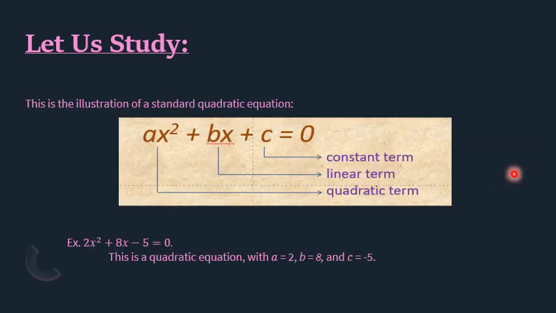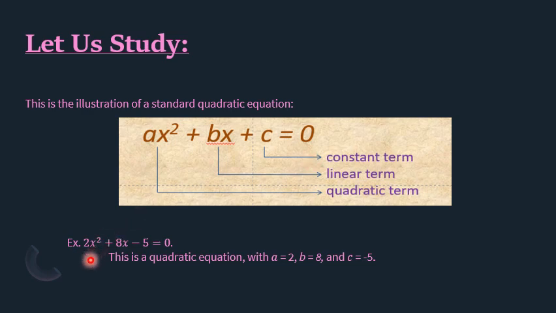So to illustrate the standard form, nakita ninyo ning drawing, ax squared plus bx plus c is equal to 0. Kaning ax squared, mao ni siya ang first term, tawag ani siya quadratic term. bx, the second term, this is what we call the linear term. And lastly, this c, the third term, is what we call the constant term.